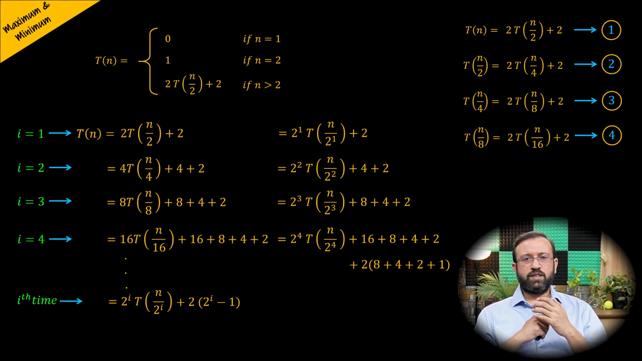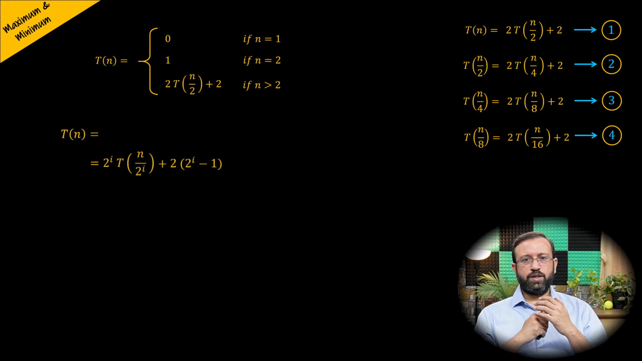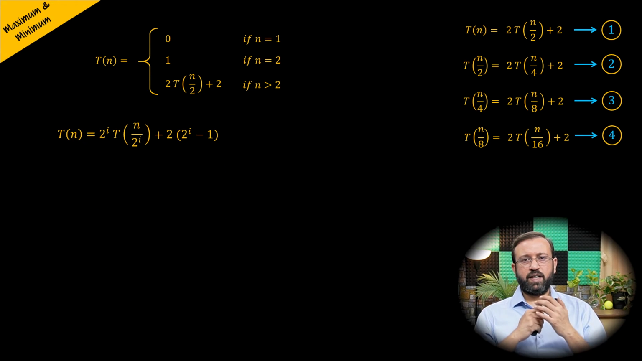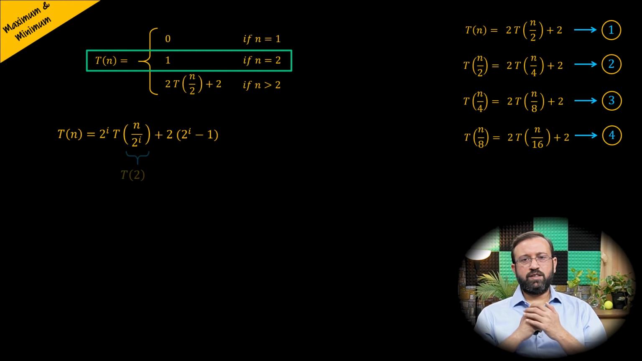Now, using the successive substitution, we have substituted the function t repeatedly for i times until the expression reduces to the smallest value. That is, in this case, the smallest value of n equal to 2. So now we can say that n by 2 power i has eventually reached 2, for which we have the solution, that is t of n is 1 when n is 2, which is t of 2 equal to 1.